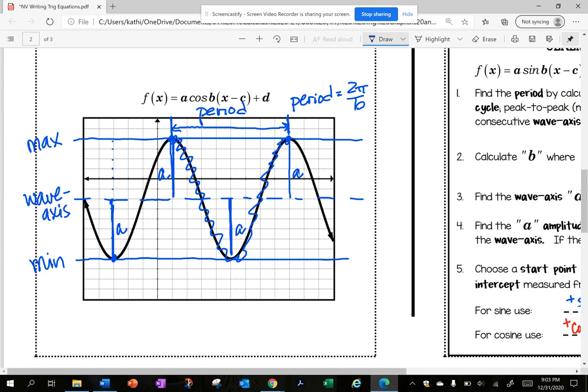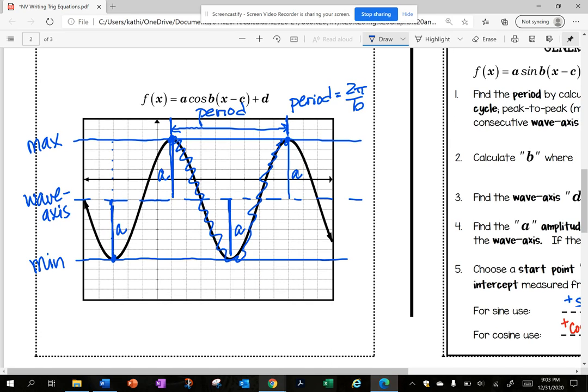My C value is where do I start? So if I'm starting here, this is my cycle here. This is my C value, and my D is from the x-axis down to the wave axis. So here is my D value. Okay, that should cover it.